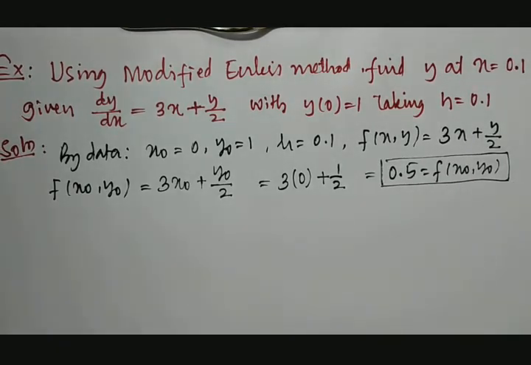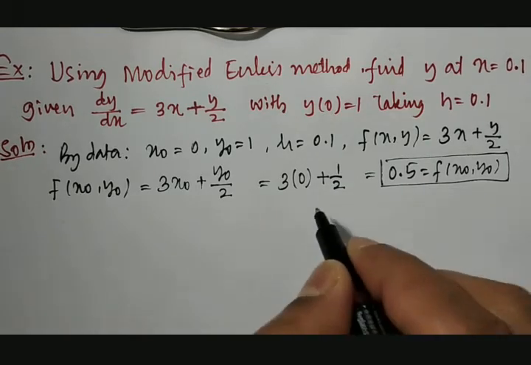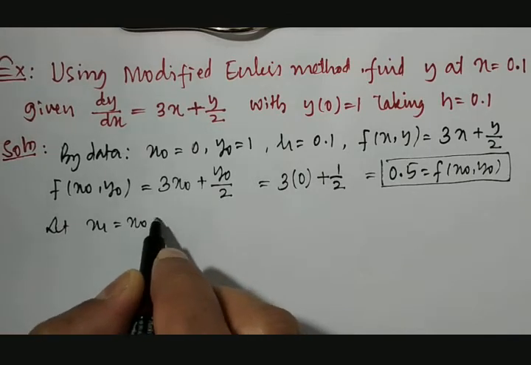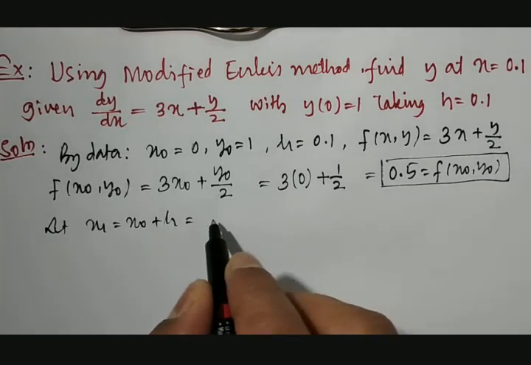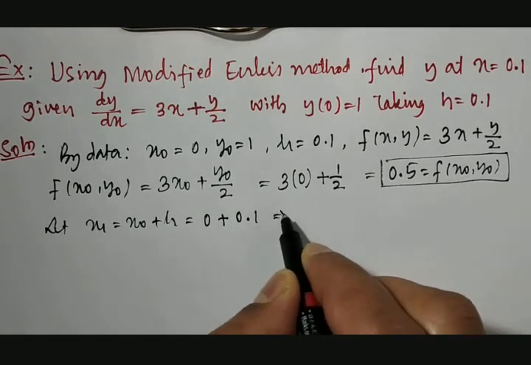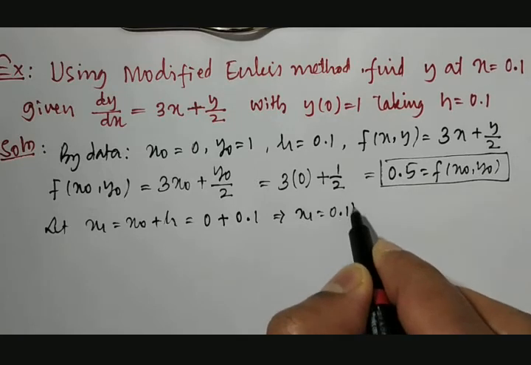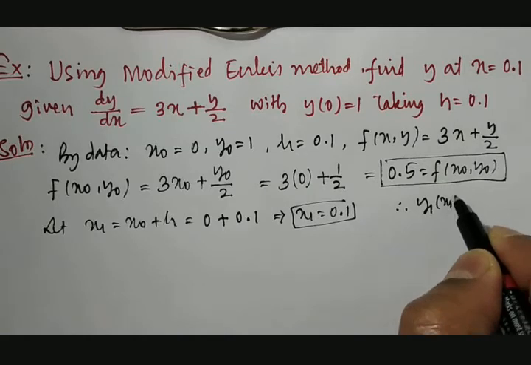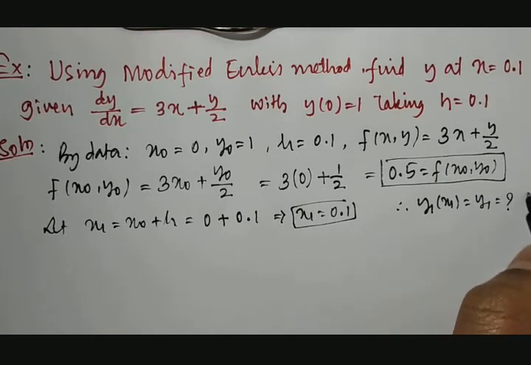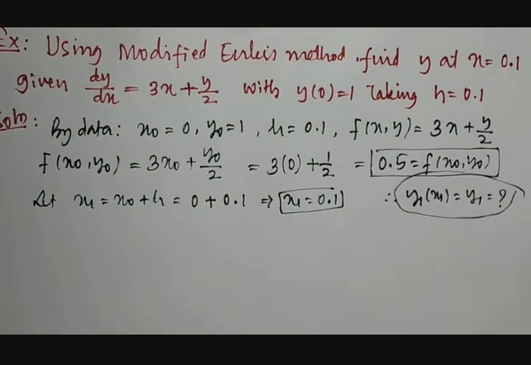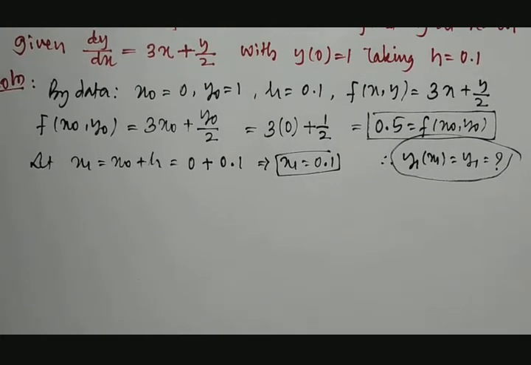Okay, what is to be calculated? It is very simple now. Let us consider x1 as x naught plus h. What is x naught? 0. What is h? 0.1. Therefore, x1 is equal to 0.1. So we need to calculate y1, the value of y at x1. Let us use Euler's formula, then if required, we'll go to modified Euler's.